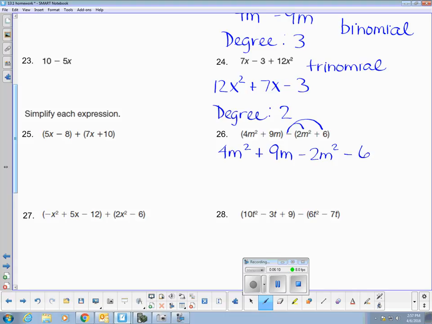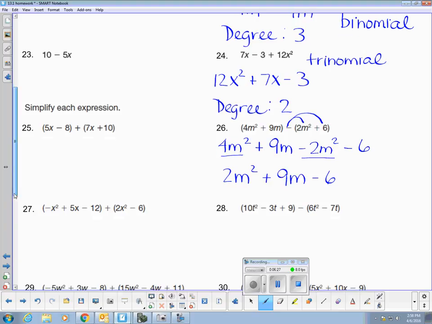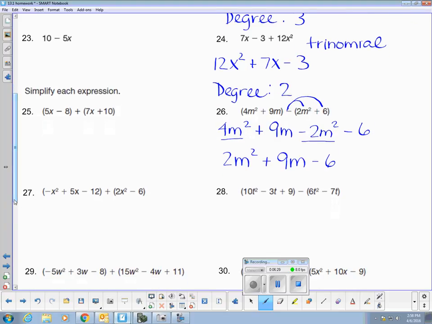And then I can add like terms. 4m squared minus 2m squared plus 9m minus 6. Now, number 25 and number 27, you don't need to distribute a negative sign. So in those two, you can just group like terms and add those like terms together.